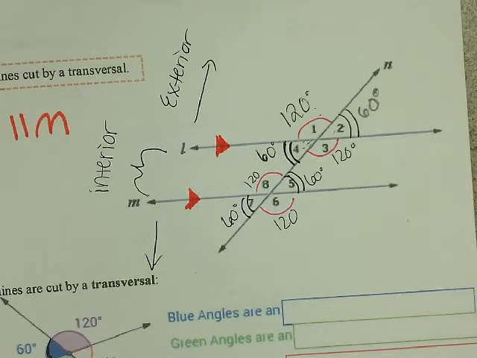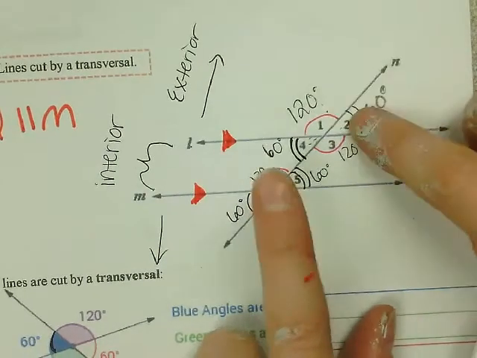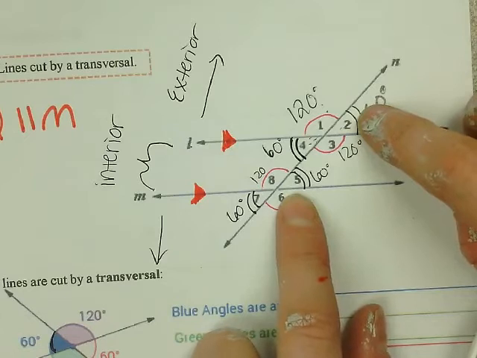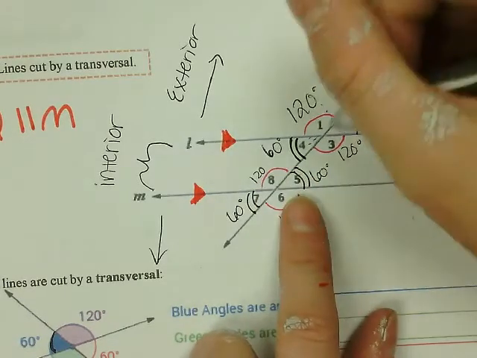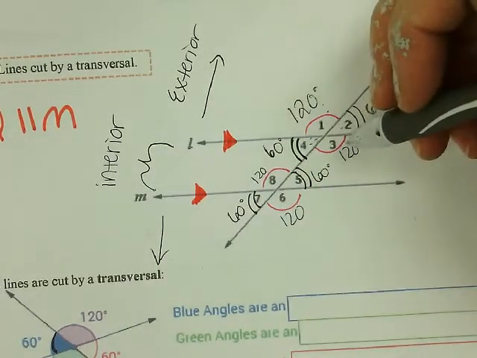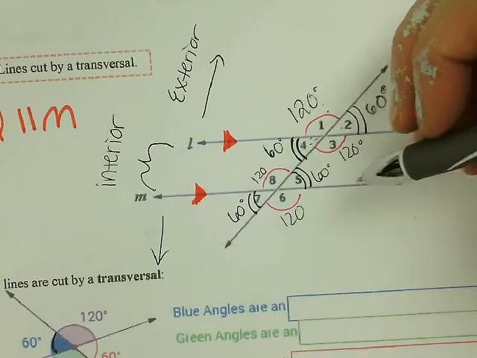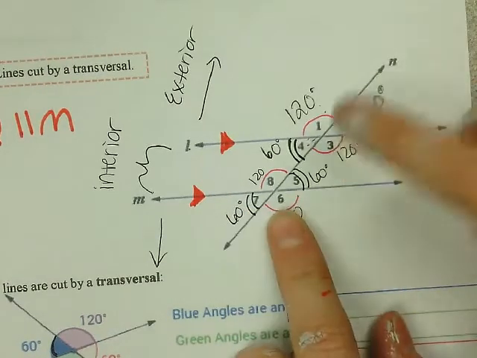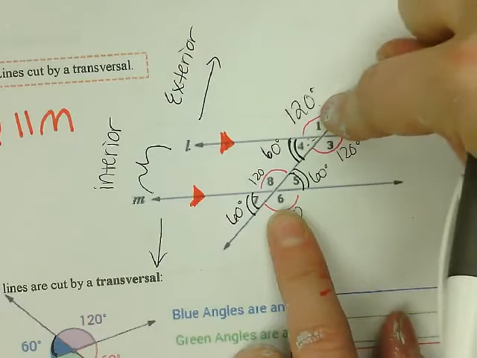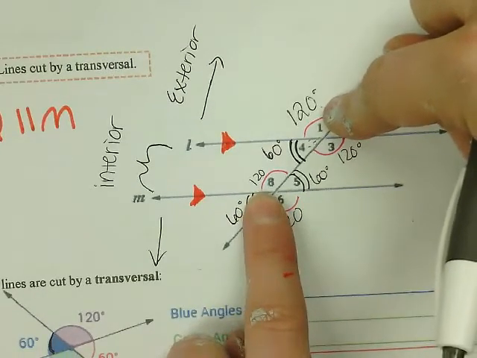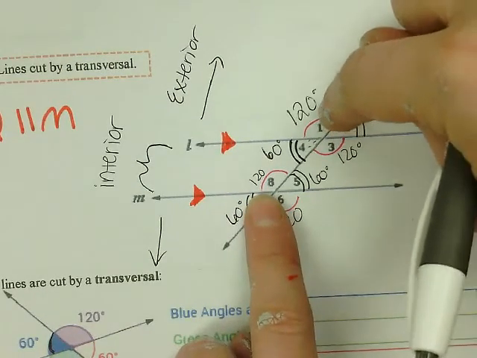So when we're going to talk about two angles, we're always talking about angles in different intersections. Okay, the only times we're going to talk about angles in the same intersection is if we say vertical or linear pair. Other than that, we're always going to be talking about an angle from the top intersection and an angle from the bottom intersection.